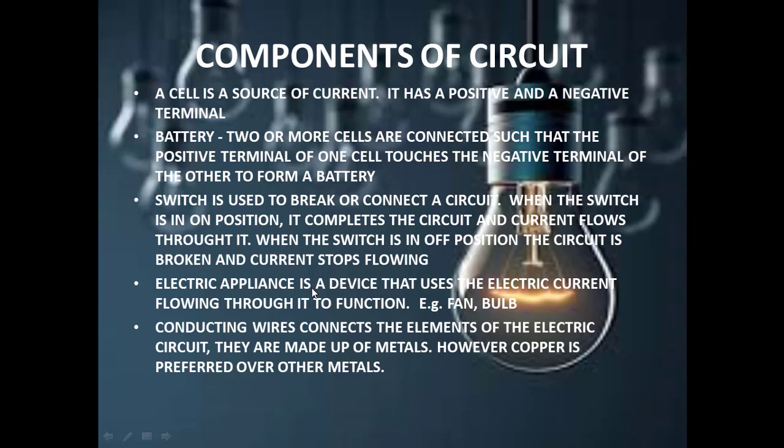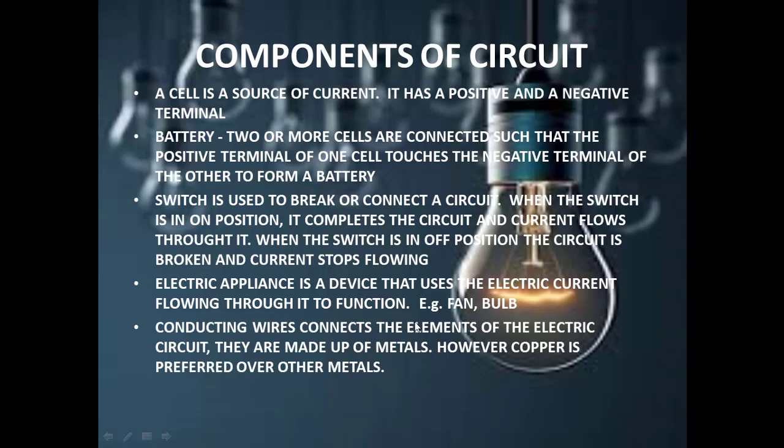Next, you have the electric appliances. An electric appliance is a device that uses electric current to function. You would have seen fans, bulbs, televisions, and so many things in your house which use electric current to function.